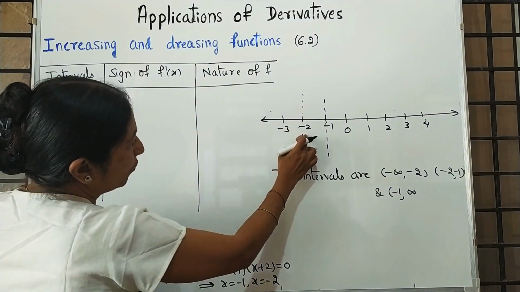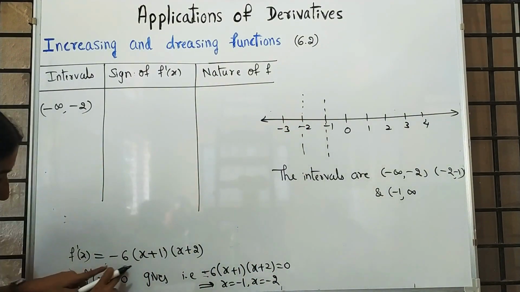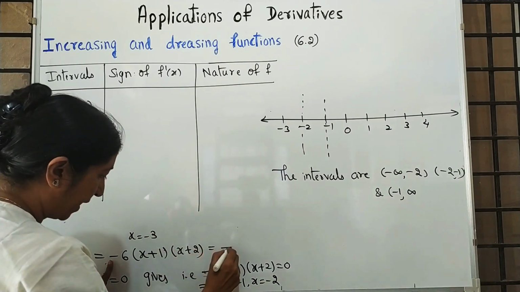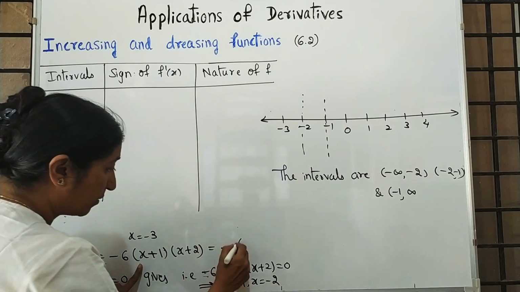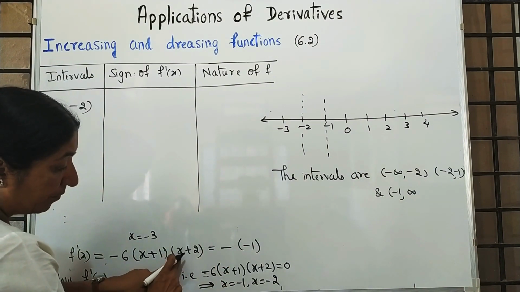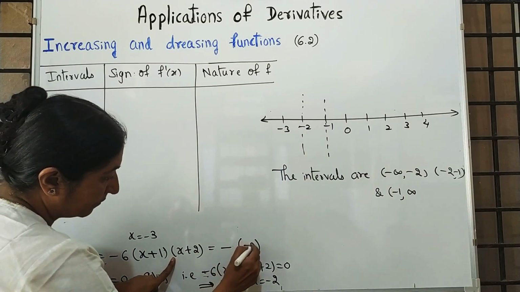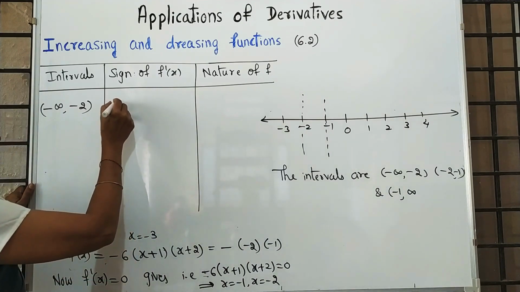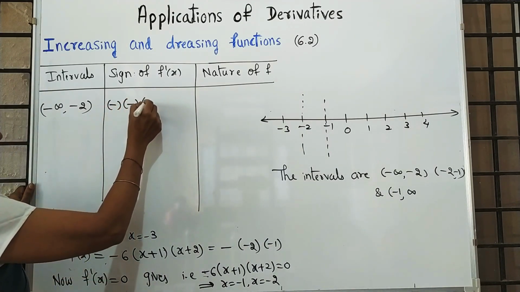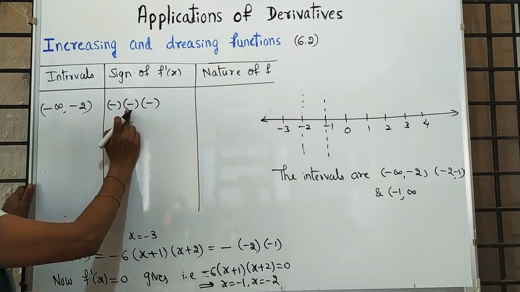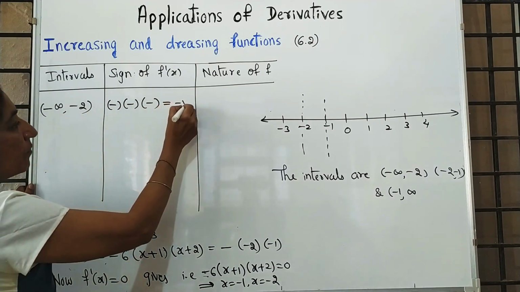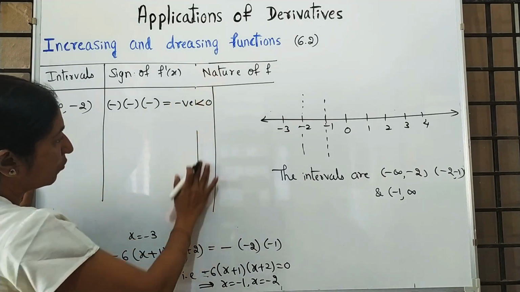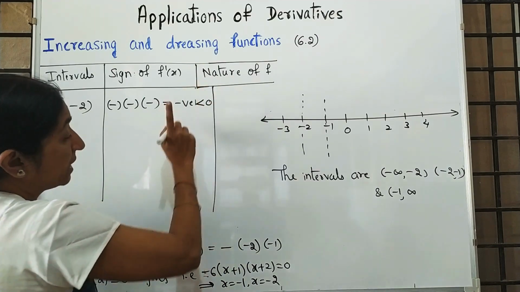Here, minus infinity to minus 2, you can take minus 3. See, if you put x equal to minus 3 in the first derivative, outside we already have a minus. Minus 3 plus 1 is minus 2, and minus 3 plus 2 is minus 1, that is negative. So outside minus, first bracket minus, second bracket minus. Minus into minus is plus, plus into minus is finally negative. This is less than 0. So if it is less than 0, the function is strictly decreasing.